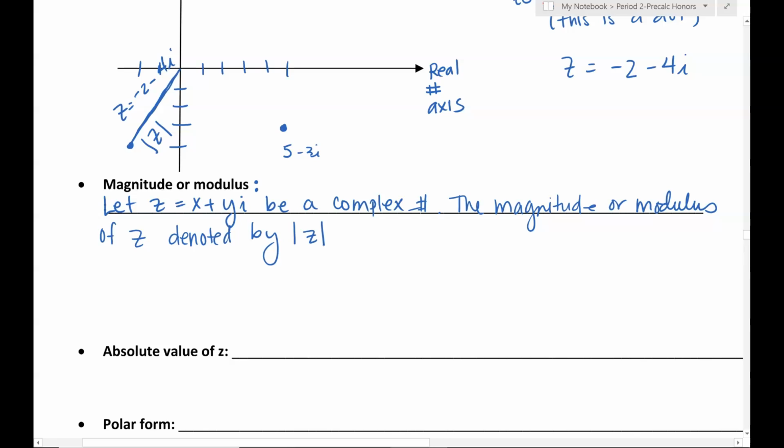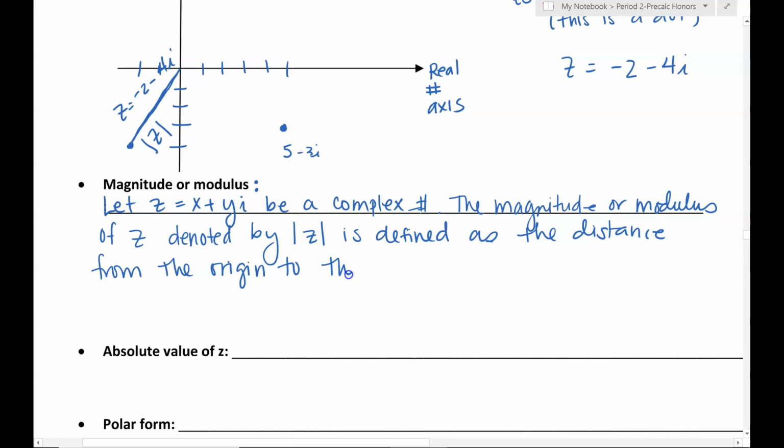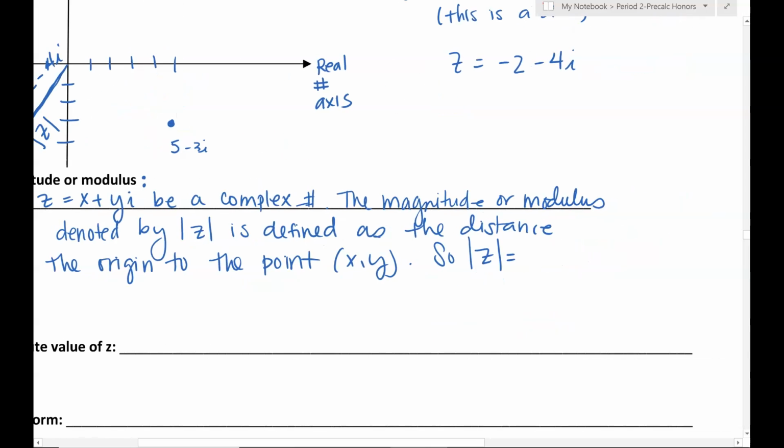Okay, so now the magnitude, the absolute value of z, is defined as the distance from the origin to the point x comma y. So for the absolute value of z, if we were to look for the distance, we would use the distance formula, right? And the distance formula would be the square root of x2 minus x1, squared. But what if x2 is just x, and x1 is the origin, and we square that, then add y2 minus y1. Well, y2 is just y, y1 is at the origin, so we can just say something like this.